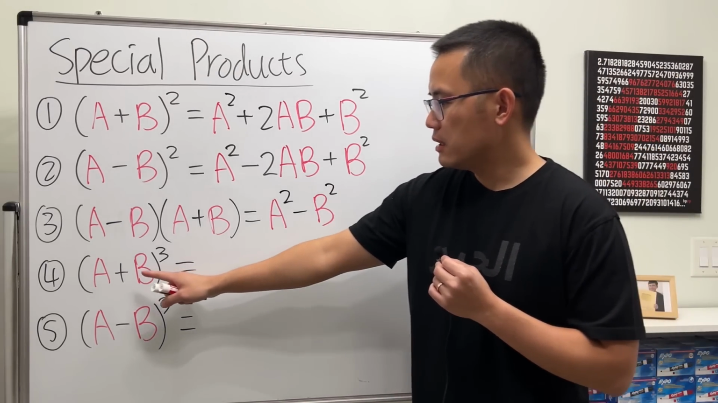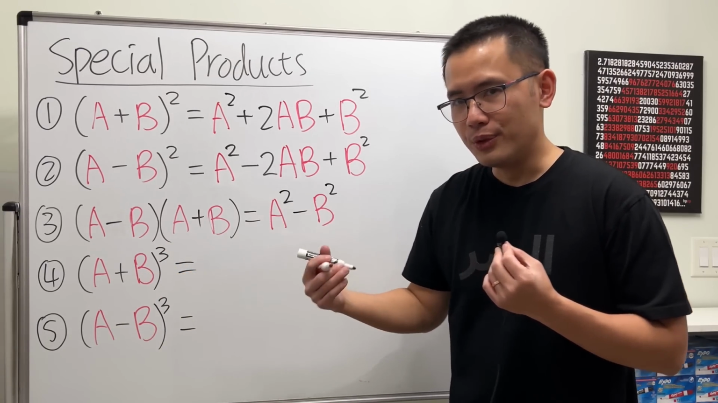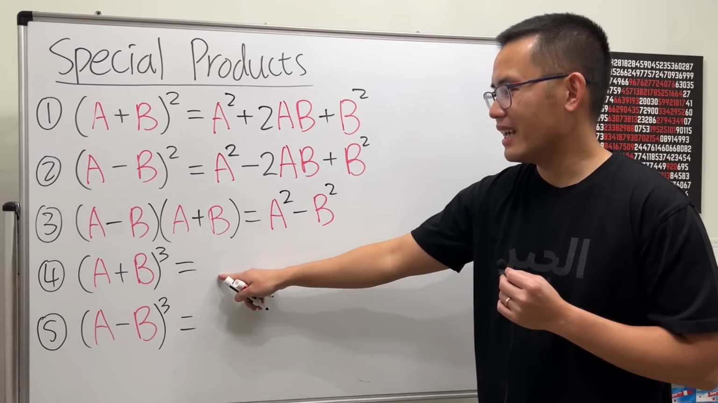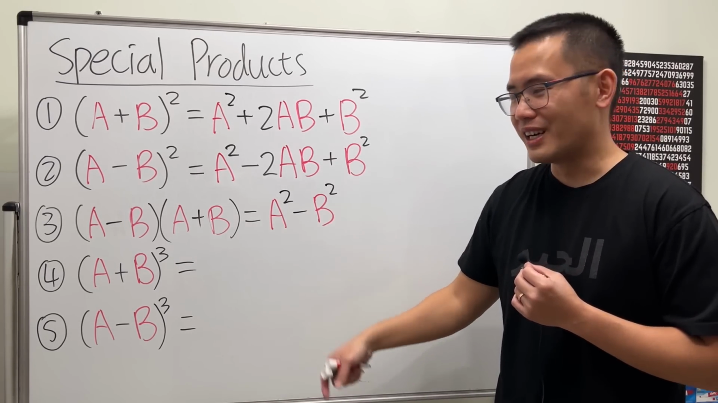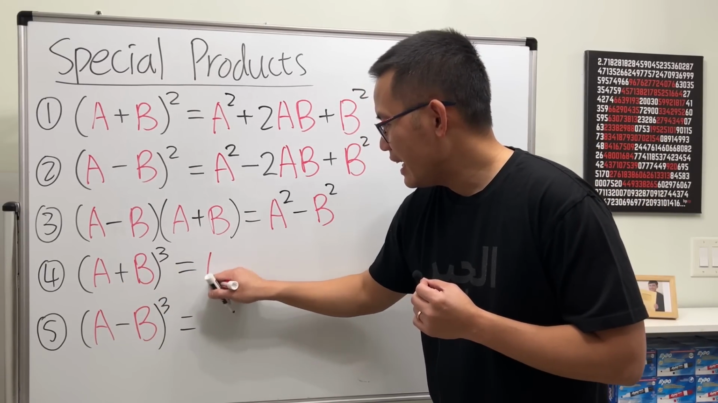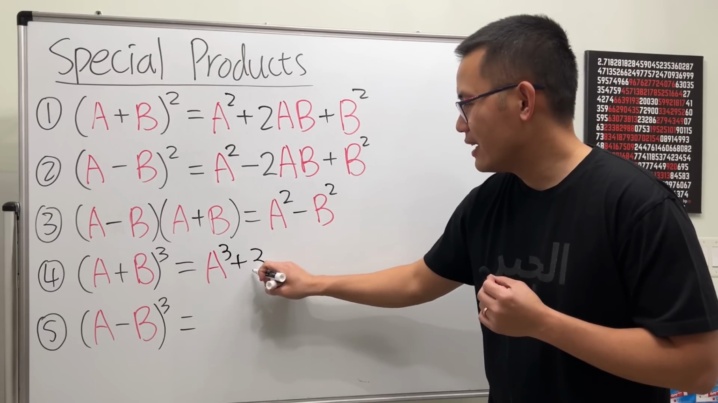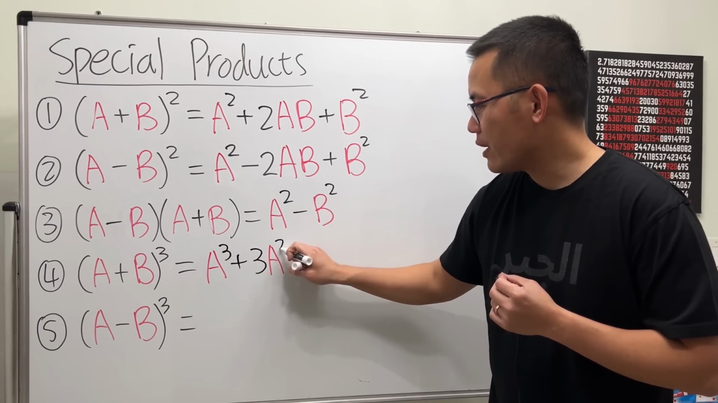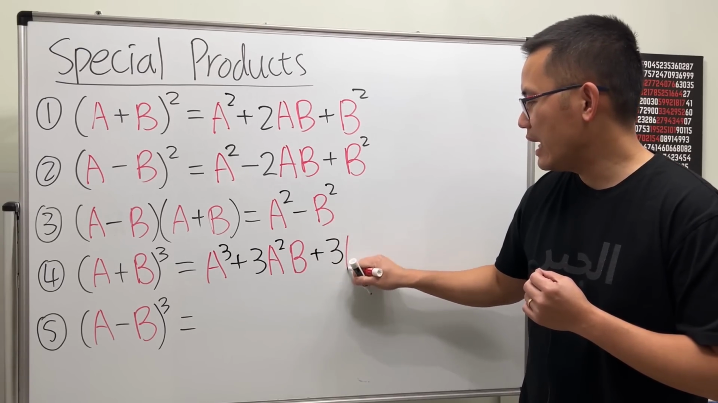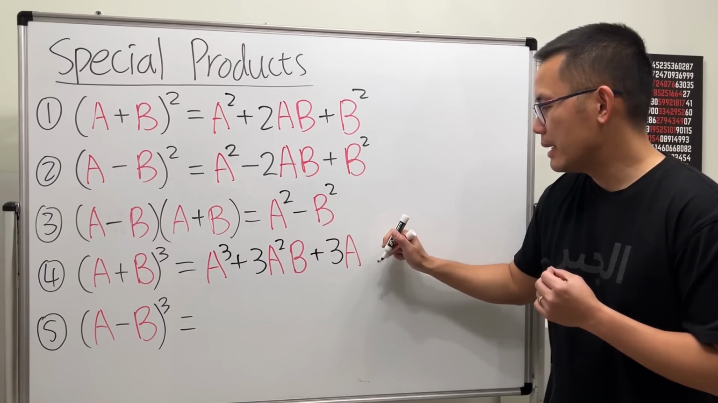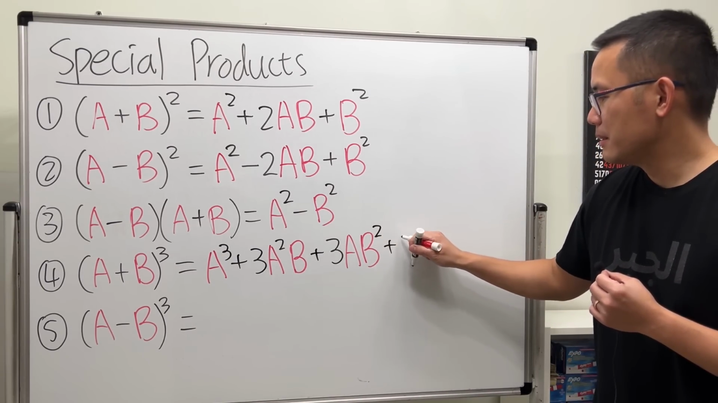Finally, let's see the third power. For this one, it's not going to be as easy as a squared. So a to the third power plus b to the third power. There's more stuff. Here we go. A to the third power plus 3a squared b, and then plus 3a to the first power, and then b squared, and lastly plus b to the third power.